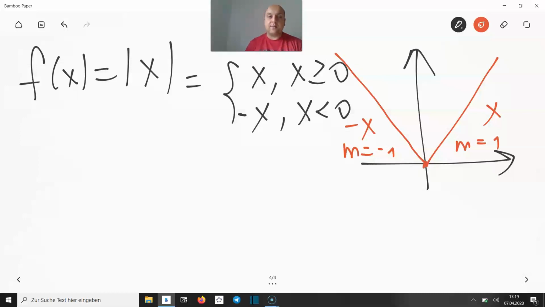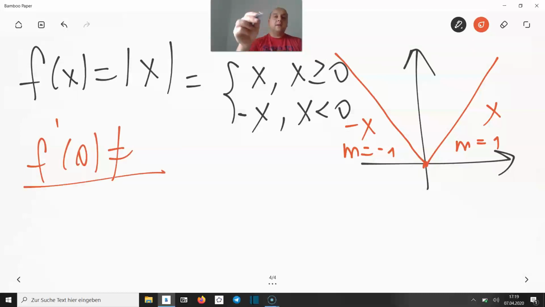And that's why, everywhere before 0, the function has the slope of -1. So the first derivative, let's say at -7, would be -1. At 12 it would be 1. But just at 0 it isn't working. So f prime at 0 isn't given because this value isn't unique. From the left-hand side -1, from the right-hand side +1.